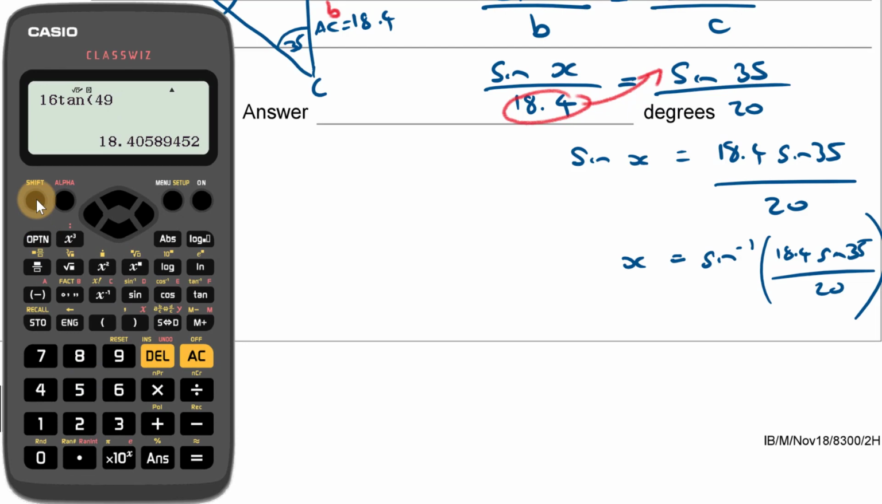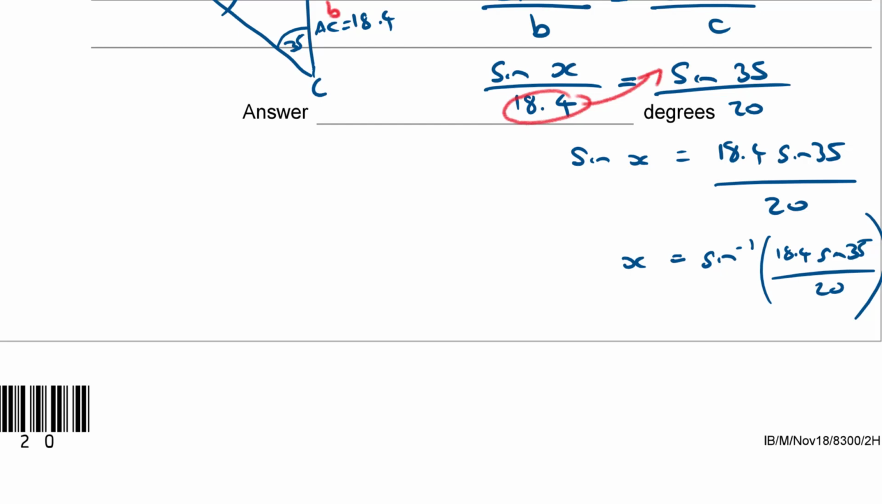So shift sine to the minus 1 of 18.4. I'm going to use the last calculated value, so I'm going to use the answer key, so I don't lose accuracy. Sine 35, and then divide that by 20, and I want to find the inverse sine of all that. So apparently that is 31.86, which I'm going to round off to one decimal place. I'm going to say that's 31.9. 31.9, these are degrees, isn't it? Because it's an angle. So X equals 31.9. Just right on the line there.